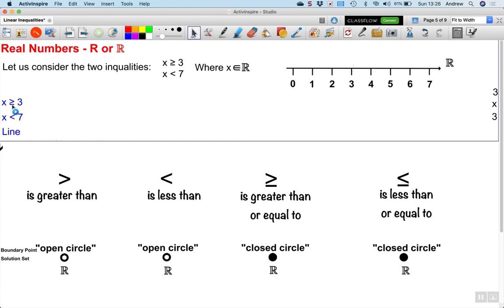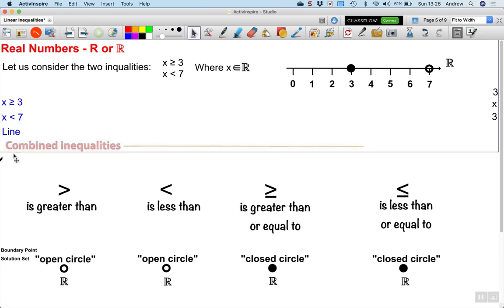So we've got x is greater than or equal to 3. And because x is equal to 3, the boundary point must be using a closed circle. In this one, we've got x is less than 7. Because there's no equal symbol here, we're going to be using an open circle at 7, which has just appeared up on the diagram on the right-hand side.